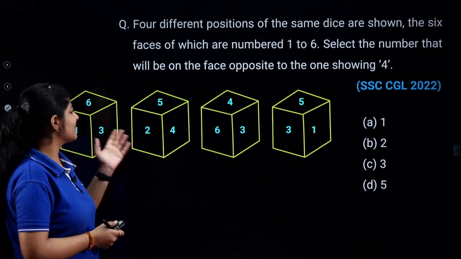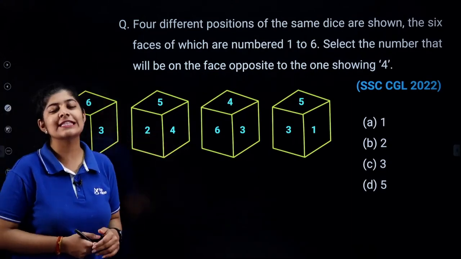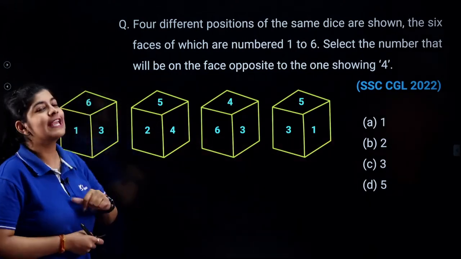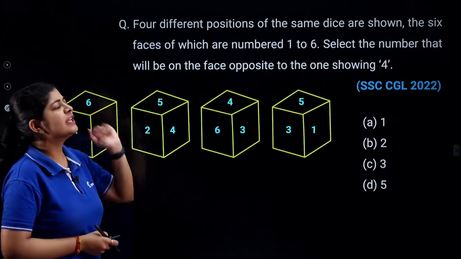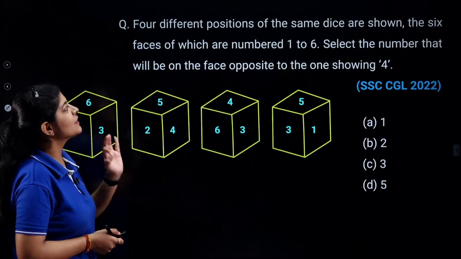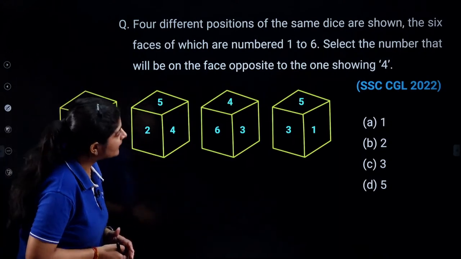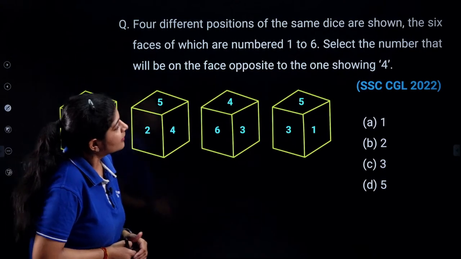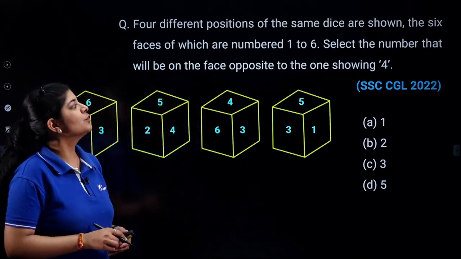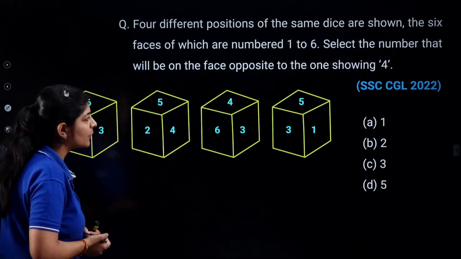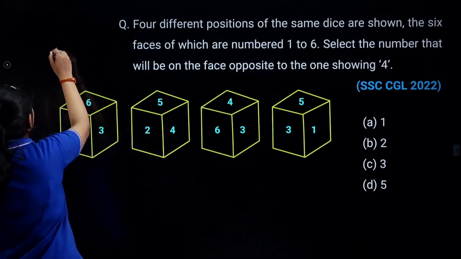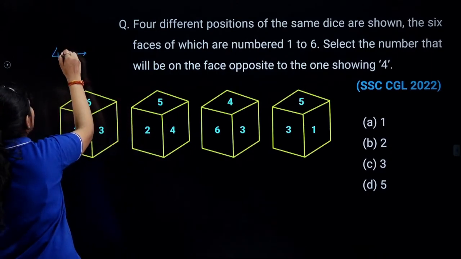So basically, just by seeing this particular figure, we can easily say that this question is from the concept of dices. Now the question is saying that 4 different positions of the same dice are shown, the 6 faces of which are numbered 1 to 6. Select the number that will be on the face opposite to the one showing 4. So what we need to do is identify the opposite pair of 4.